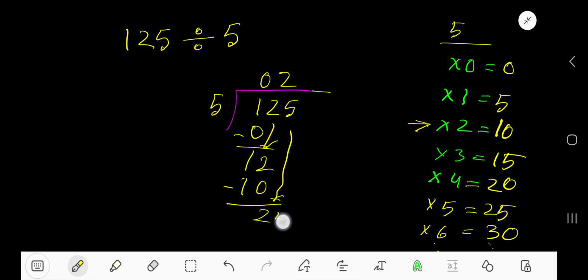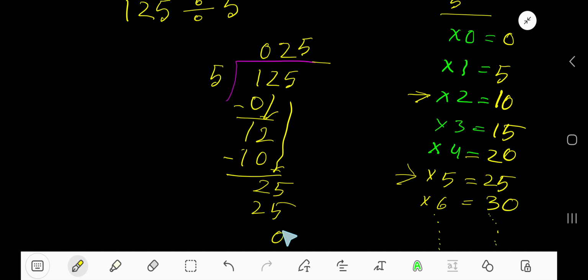Bring down this 5. 5 goes into 25 how many times? 5 goes into 25 5 times. Right, 5. 5 times 5 is 25. If you subtract, you are getting 0. Since your remainder is 0, you are done.